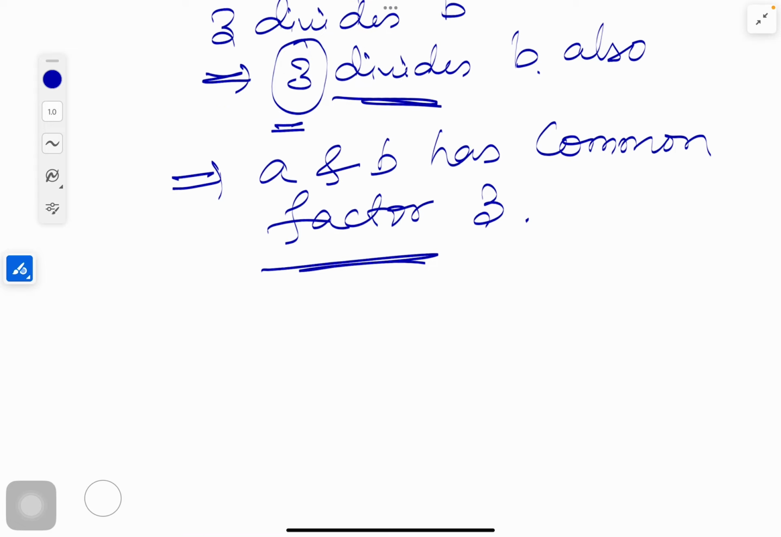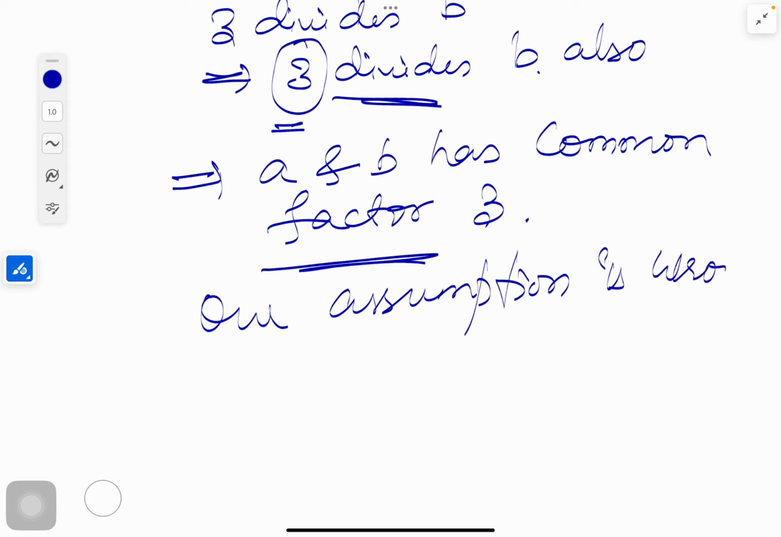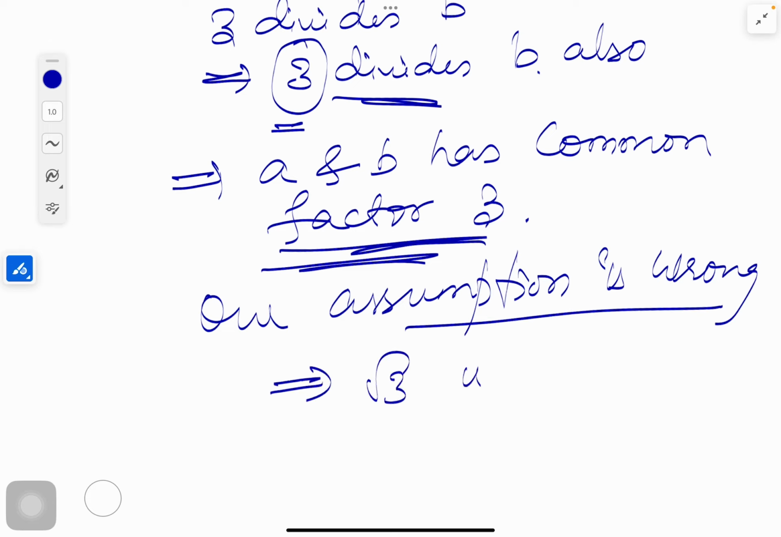Yes, because our assumption is wrong. We have assumed that a and b are co-primes. So our assumption is wrong now. Okay, our assumption is wrong as we got a common factor 3. So since our assumption is wrong, that implies root 3 is an irrational. वो rational नहीं बन सकता, तो it is an irrational number.